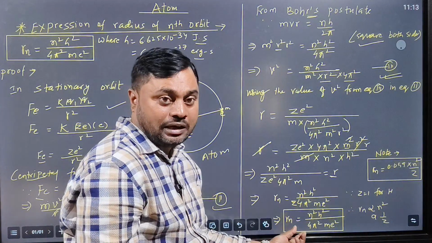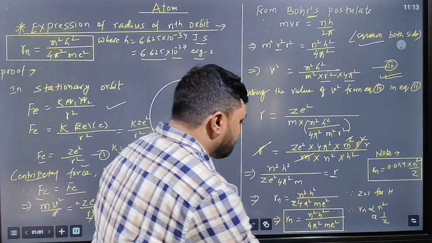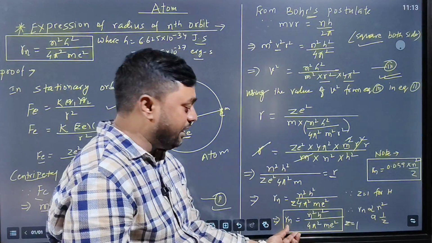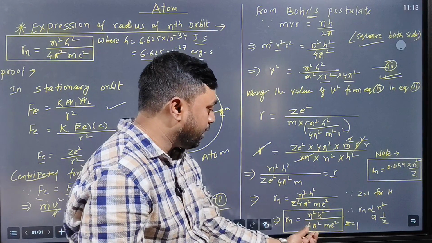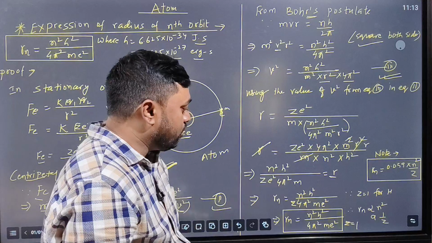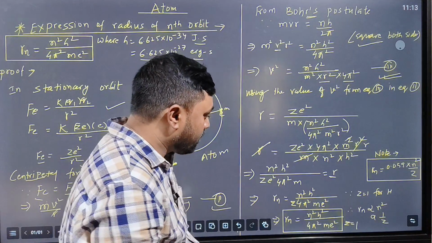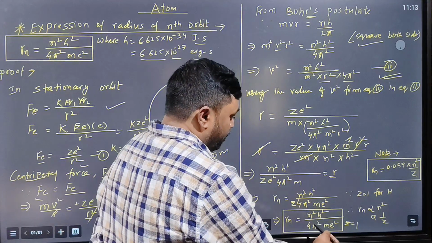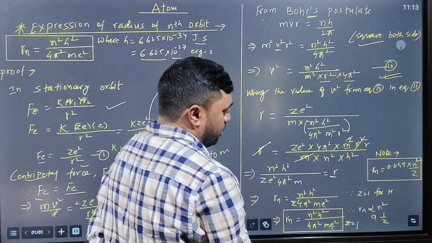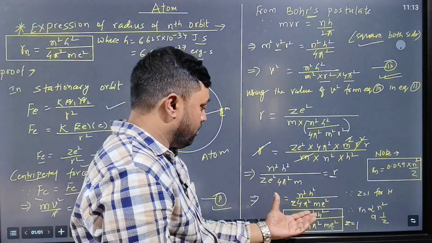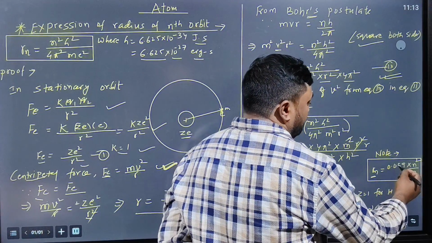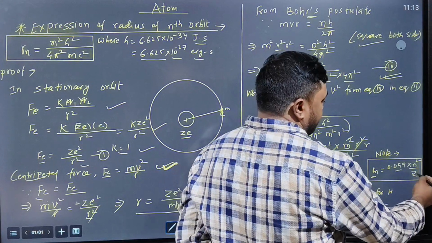Finally, for hydrogen atom, the atomic number of hydrogen atom is 1, that is Z is equal to 1. For hydrogen atom, we can write the radius of nth orbit is equal to n square h square by 4 pi square m e square. Now try to understand. You know the value of h, 4 pi square, mass of electron, charge of electron. If you substitute each and every value, you will get the radius of nth orbit as 0.059 n square by Z.